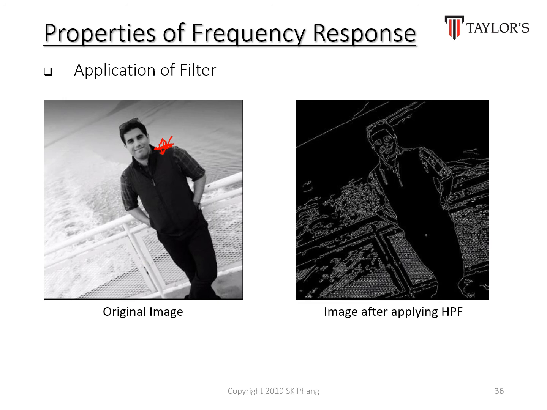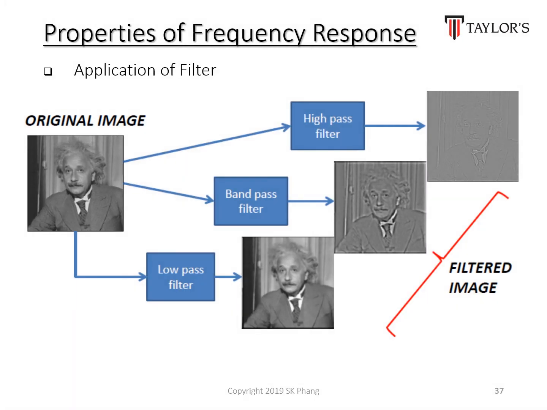So this is the outcome on the right side. You will get the outline of that person when you apply a high pass filter. This is just a similar example using different pictures.